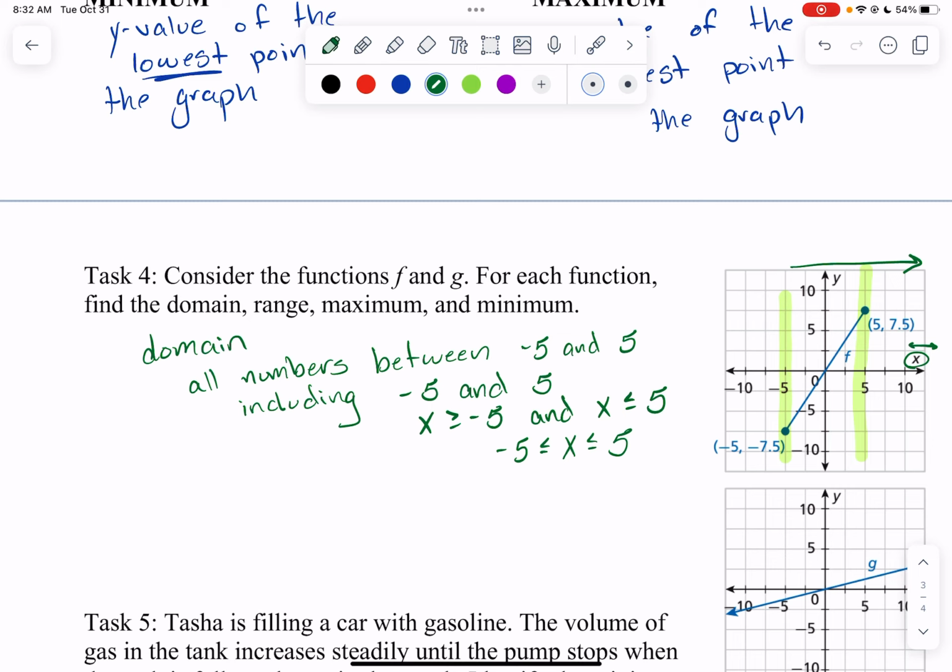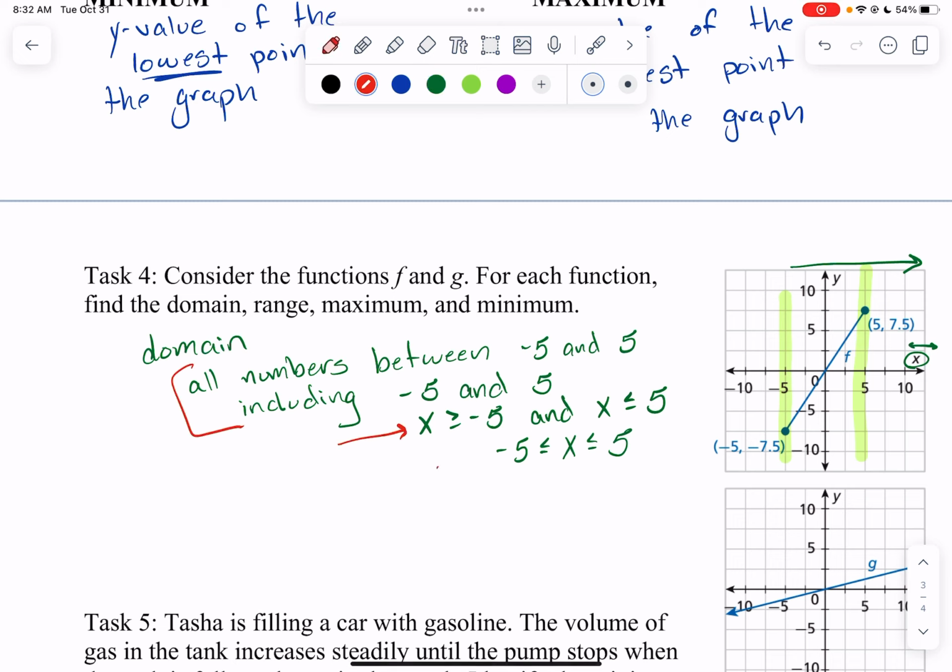So basically my x's are in between. This is saying that same thing. My x's are in between negative 5 and 5. The equal signs mean I'm including them. So you can write it in words if you'd like. You can write it in symbols if you'd like. So any one of these three would work. You can write it in words like this, you can write it using the word and, or you can write it using that composite inequality. So there's the domain.